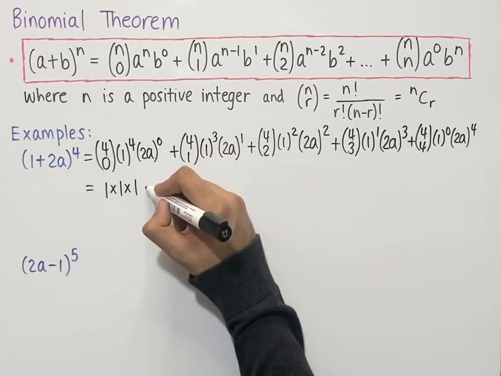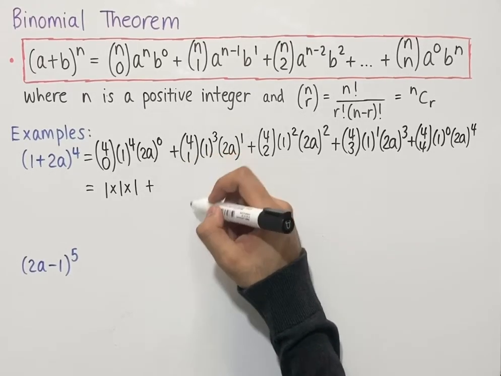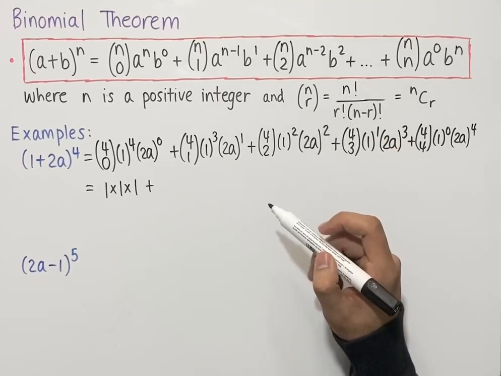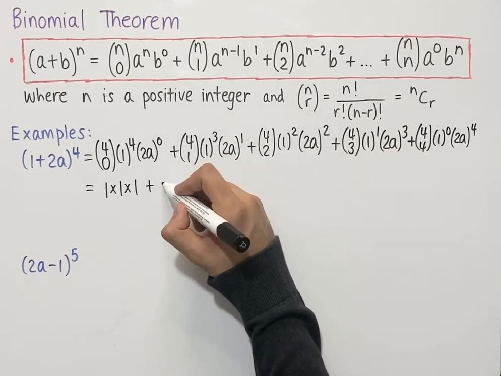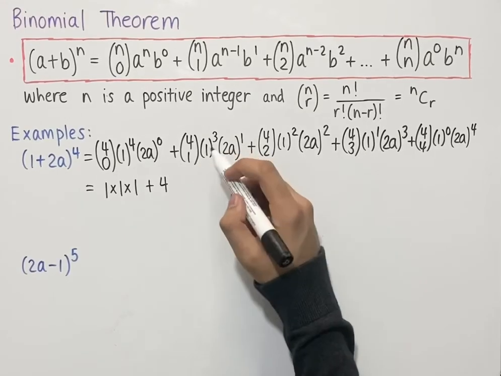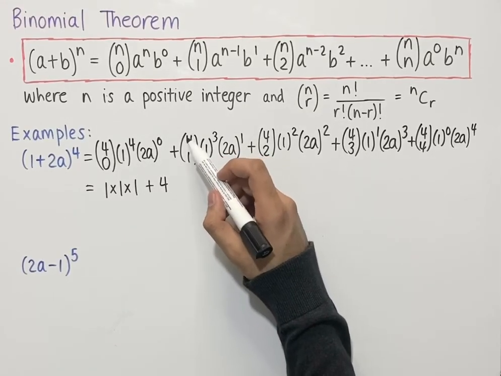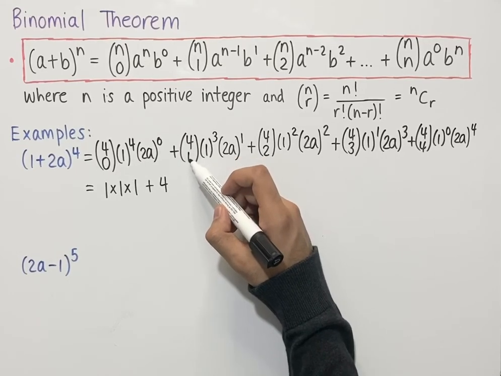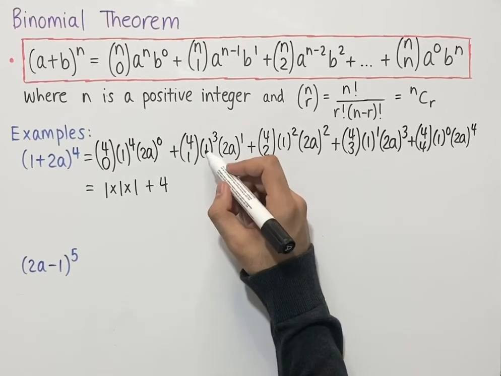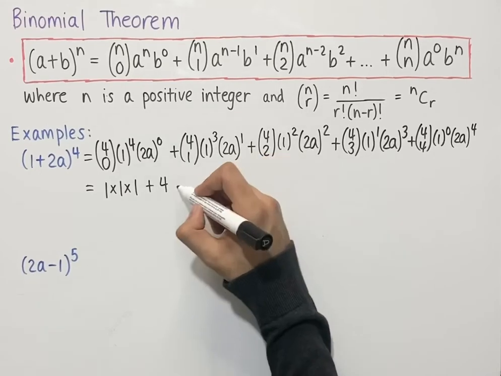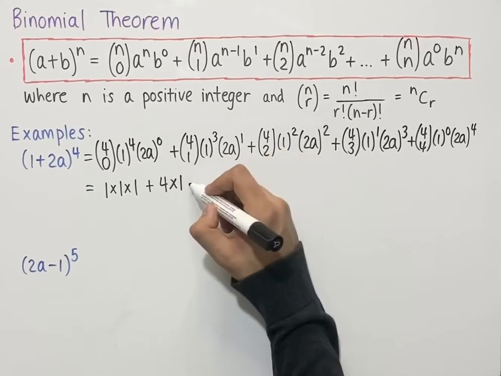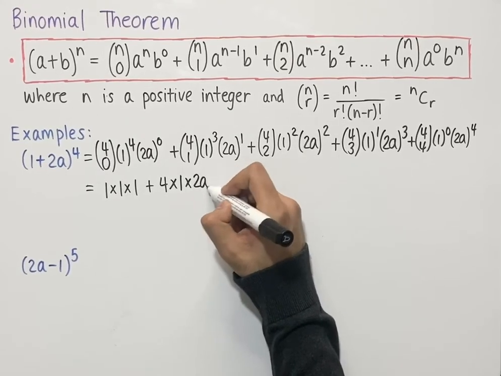Now this second term, so we have plus 4 choose 1. Again, if we were to use our formula or use a calculator, we would find that 4 choose 1 is equal to 4. We can think of this as 4 items, and how many ways are there to choose one of them? There's only 4 ways. And then we're multiplying by 1 to the power of 3, which is just 1, multiplied by (2a) to the power of 1, which is multiplying by 2a.